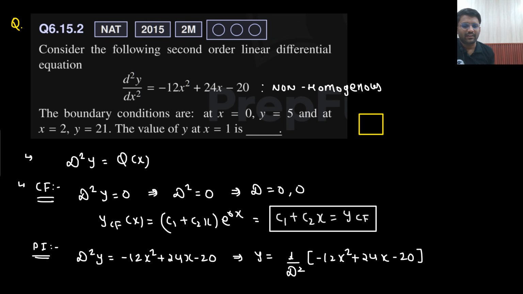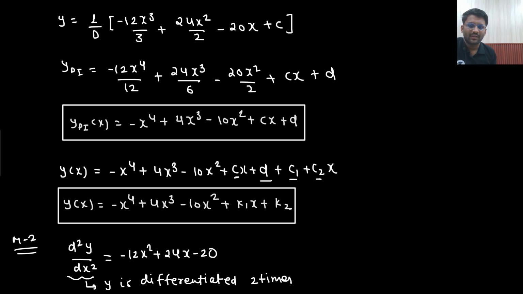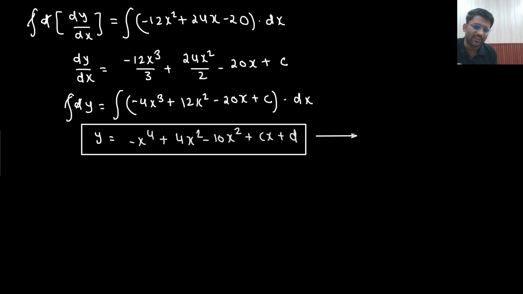Now what they are saying, initial condition you need to apply. At x equals to 0, the value of y is 5. So if I put x equals to 0, the value of y is 5. The value of d is coming out to be 5.